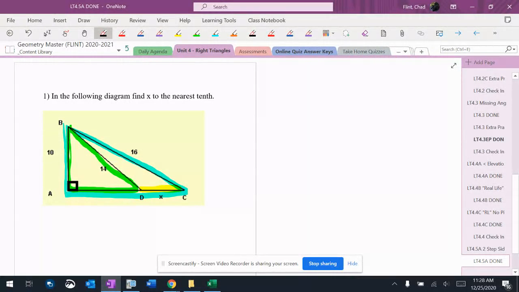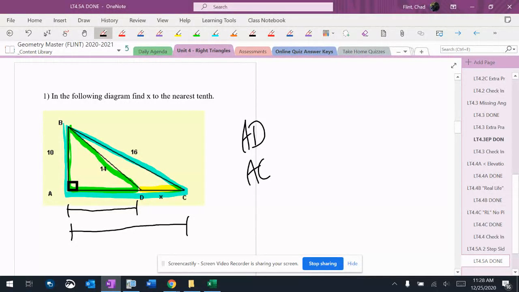And what I'm going to do is I'm going to find AD. I'm going to find AD. And I'm going to find AC. And then what I'm going to do to find X is I'm going to subtract AC minus AD. Okay, so this is what I want to do. That's my plan right there. So now I got to take those two right triangles and see what I can do.